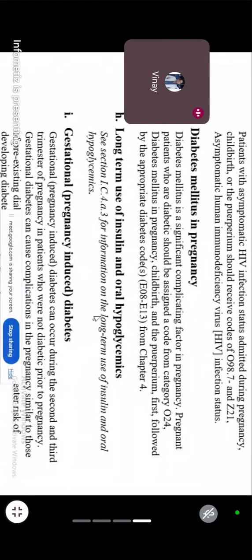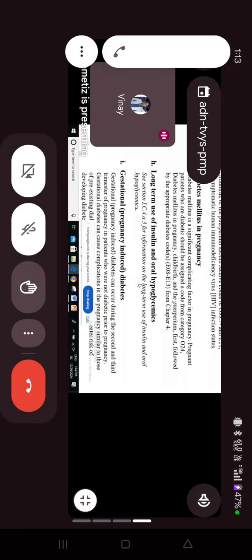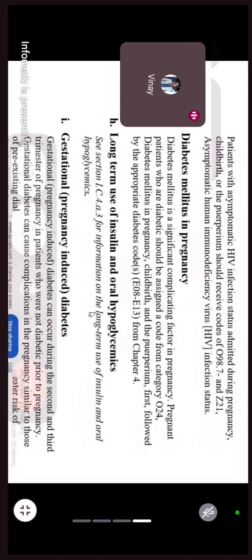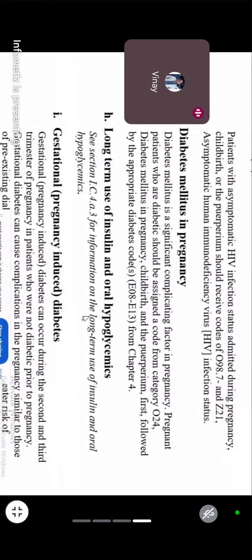But if they say the patient had type 1 diabetes from childhood, and now she got pregnant, it's juvenile, but we have to code the O24 series for pre-existing diabetes mellitus. O24 is the code series for pre-existing diabetes mellitus. The second code will be the type of diabetes, whether it's type 1, type 2 or secondary: E08, E09 or E13.